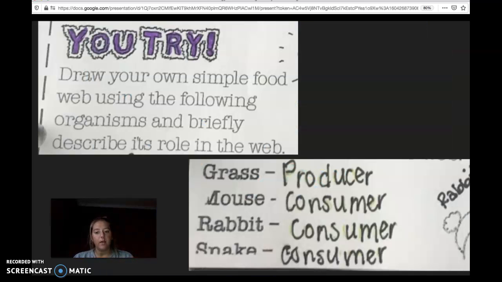Lastly, I would like you to try to draw your own simple food web using the following organisms and briefly describe the role. So this will also be on your paper, so I'm looking for this too. Draw the grass, which is your producer, a mouse, which is a consumer, a rabbit, which is a consumer, and a snake, which is a consumer.